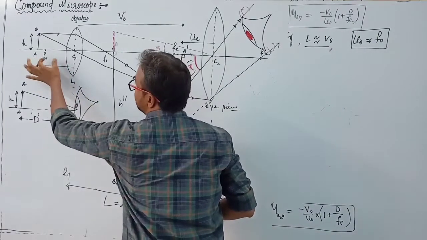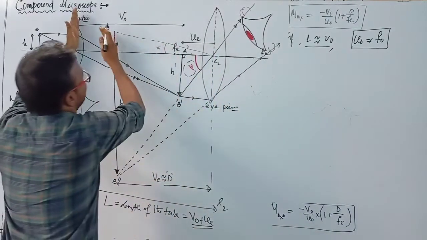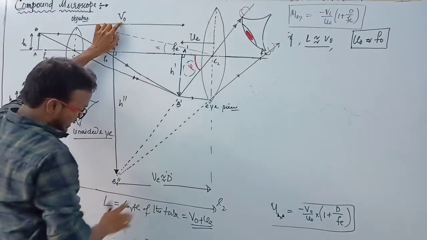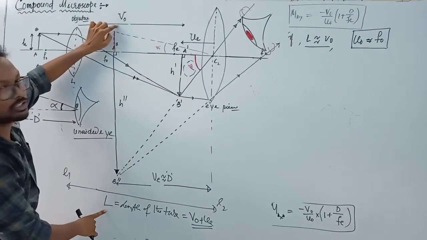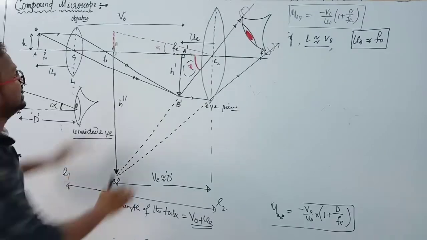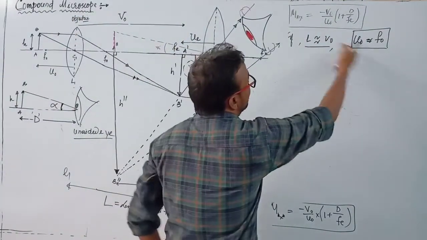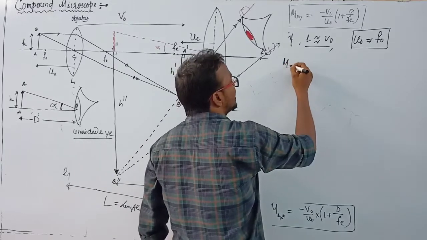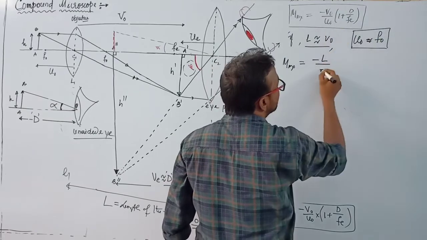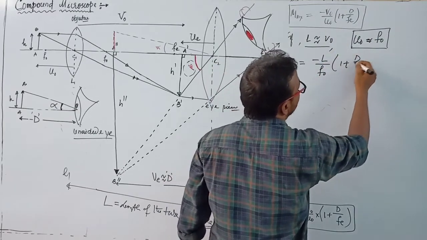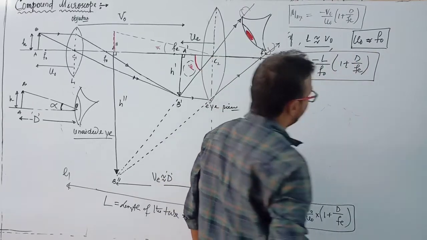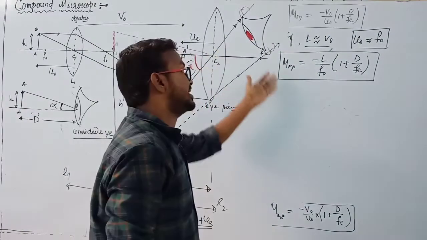Clear? Here U naught can be written as F naught, and this image is formed very close to the eyepiece, at distance L. Actually L equals V naught plus Ue, but we use the assumption that L is nearly equal to V naught. Now the equation turns out to be M maximum equal to minus L divided by F naught, into 1 plus D by Fe. This is the general expression for the magnifying power of a compound microscope, and this is the maximum magnification.